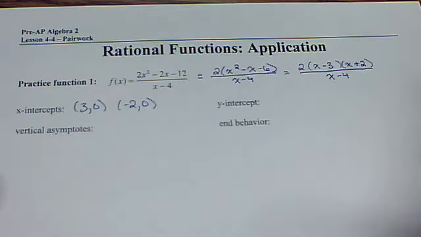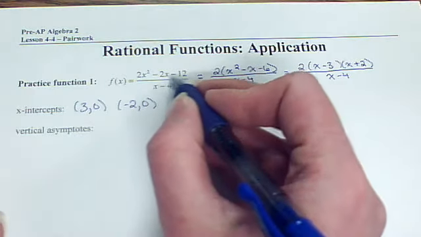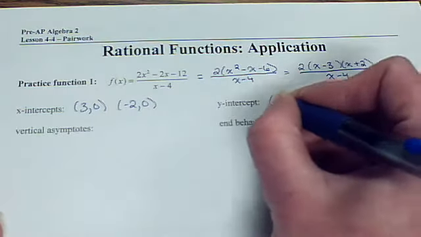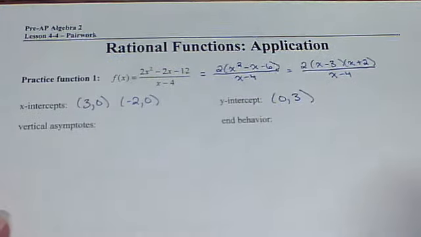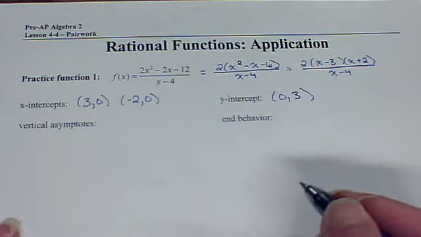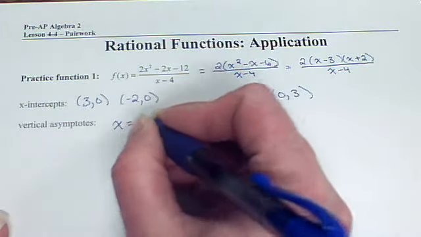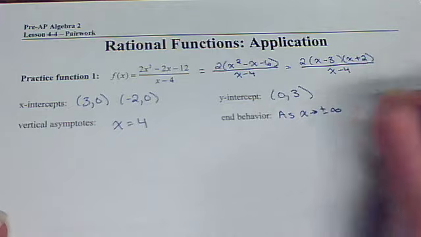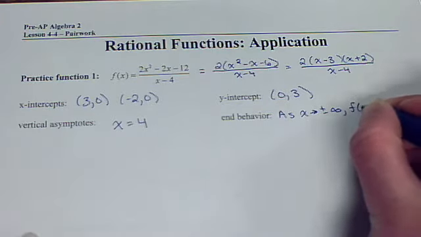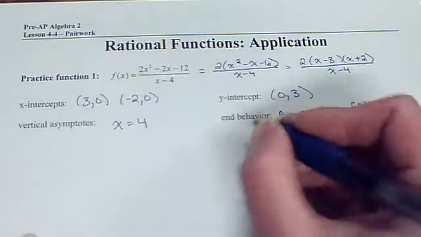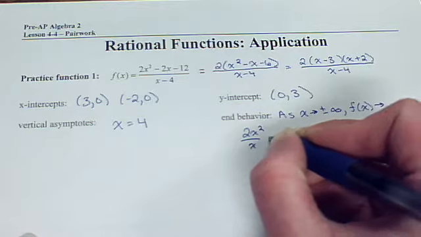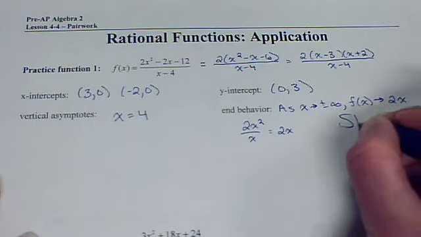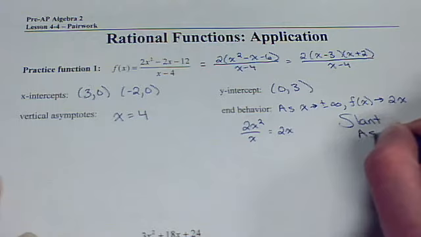Now, the y-intercept is where you let x be 0. So that'd be 0, 0. I'd have negative 12, and then just a negative 4 on the bottom. Negative 12 divided by negative 4 is just going to be 3. Vertical asymptotes are found by looking at the denominator. When is the denominator going to equal 0? That's when x is 4. End behavior, as x gets bigger or smaller, I will find this by looking at the first terms. So the first terms, we have 2x squared and an x. If I divide, I get 2x. So it's going to behave like 2x. In other words, this one's going to have a slant asymptote.